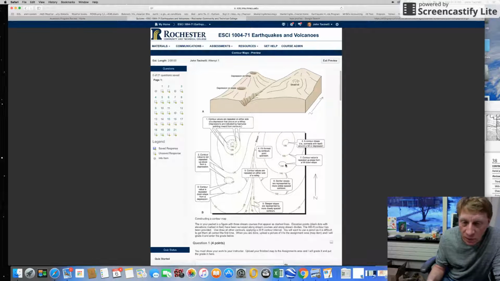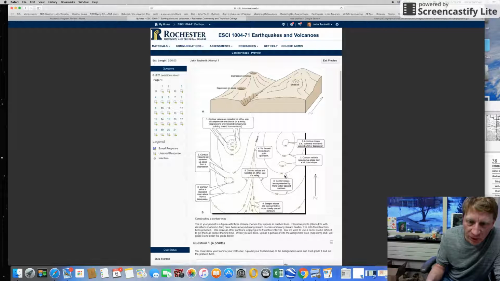Because of the way they're drawn, if it's a steeper slope, they're generally going to be closer together. So this is crossing several contour lines in a short distance. That indicates a very steep slope. If they're widely spaced, that indicates a gentler slope. So there's fewer contour lines per foot here.